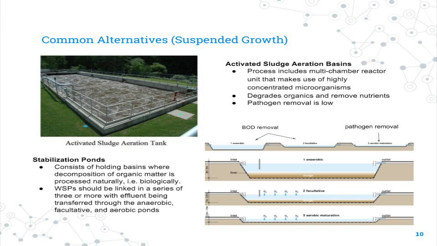From there, the effluent from the anaerobic ponds will overflow into the secondary facultative ponds, which make up the second stage of biological treatment. Following primary or secondary facultative ponds, if further pathogen reduction is necessary, aerobic maturation ponds will be introduced to provide tertiary treatment.